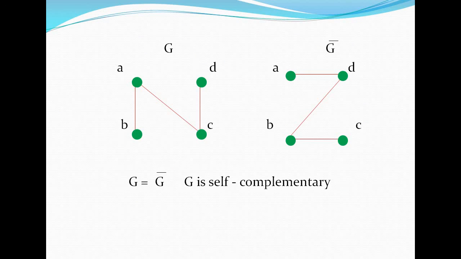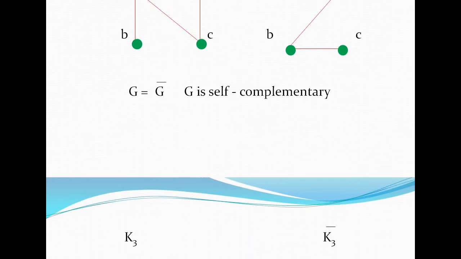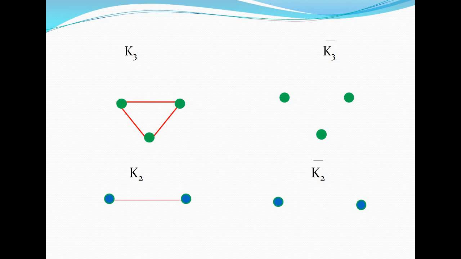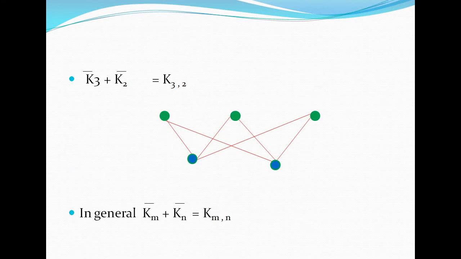If G and G bar are the same, then that graph is called a self-complementary graph. This is the K3 graph, this is K3 bar, the complement graph. This is K2 and this is K2 bar. K3 bar plus K2 bar is nothing but the K3,2 graph. In general, Km bar plus Kn bar equals the K m,n graph.